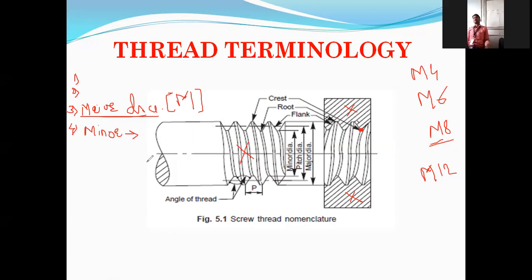Who is telling? Because I have told the definition of major diameter: that diameter which is passing through the crest of an external thread and the root of an internal thread is called the major diameter. Minor diameter is opposite to this. Who is able to tell? Just see your understanding. Diameter passing from root of external thread and crest of internal thread. Very good. Absolutely correct. So others also try to give attention. Minor diameter is nothing but the diameter which is passing through the root of an external thread and the crest of an internal thread.